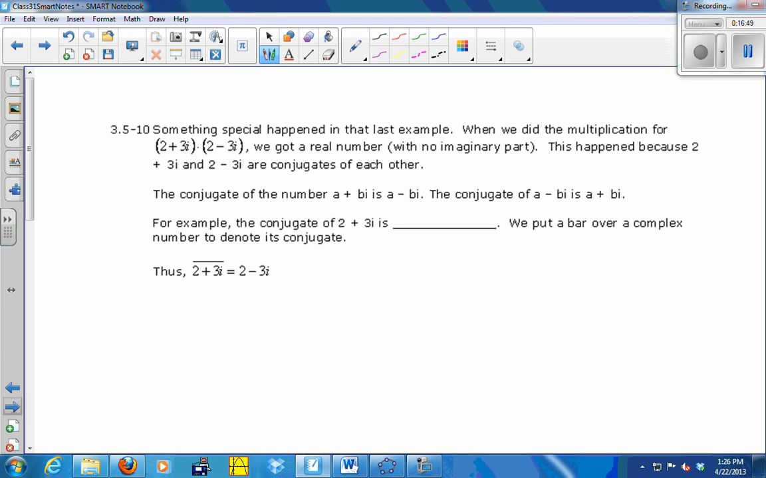So what made this happen is that my two numbers, 2 plus 3i and 2 minus 3i, have a special relationship, and they're called complex conjugates. So the conjugate of a number a plus bi is a minus bi, and vice versa. The conjugate of a minus bi is a plus bi. So for example, the conjugate of 2 plus 3i is 2 minus 3i. And when you multiply two conjugates together, you get a real number, no imaginary part.